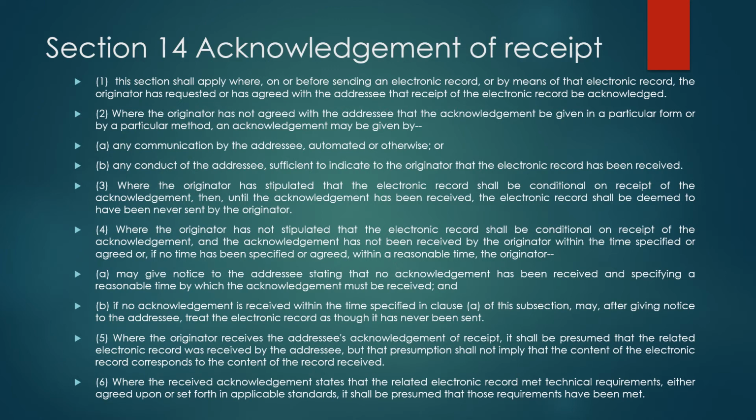where the originator has agreed with the addressee the mode of acknowledgement on or before sending the electronic record. This means that the originator may request or agree with the addressee that the receipt of the electronic record shall be treated as acknowledgement of receipt. In short, if the originator agrees with the addressee that when an electronic record that has been sent to him is received by him, such receipt will be treated as acknowledgement of receipt.